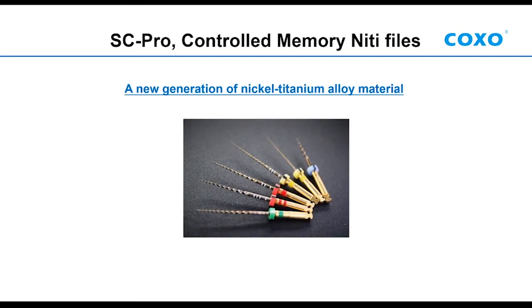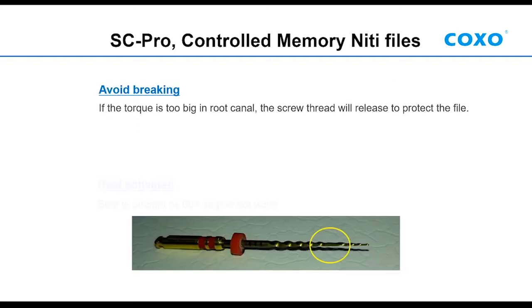Okay, next let's introduce our endofile for you. For our COXO endofile, we use the memory material, CM material. This is a new material. You can see here, this new material can avoid breakage. Why? You see this yellow ring inside. When our endofile meets pressure, it makes heat. When it meets the heat, it releases the gear, so the endofile will not break. This is a special material to protect it from breaking.